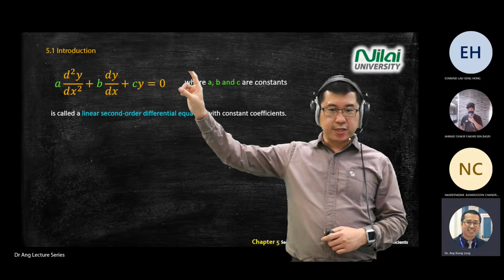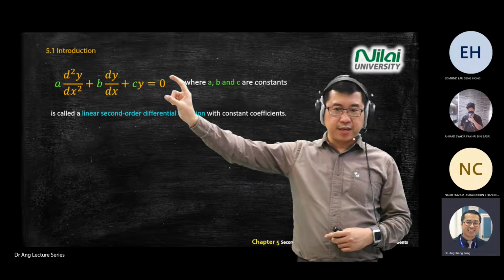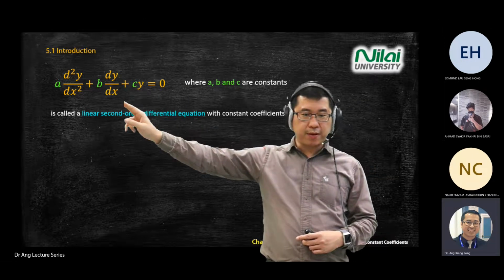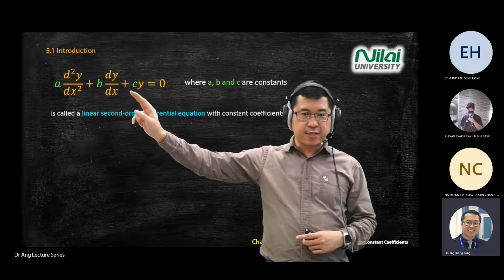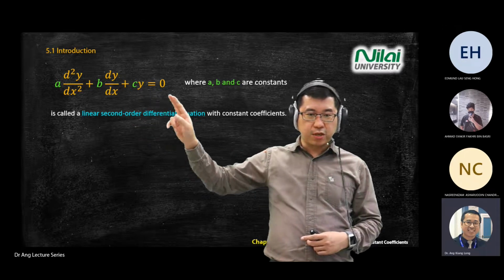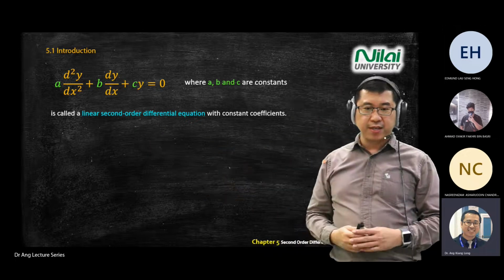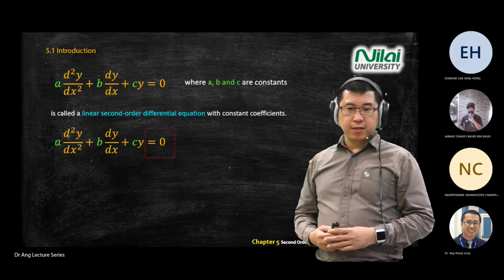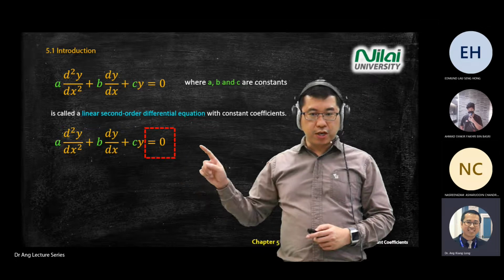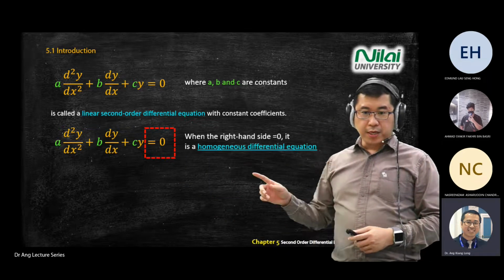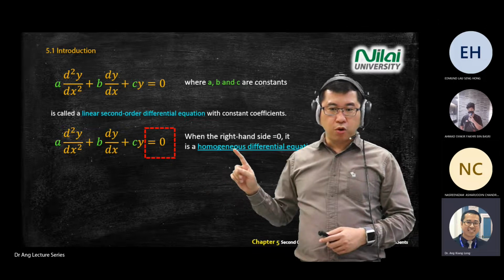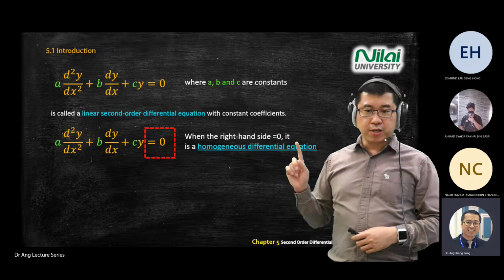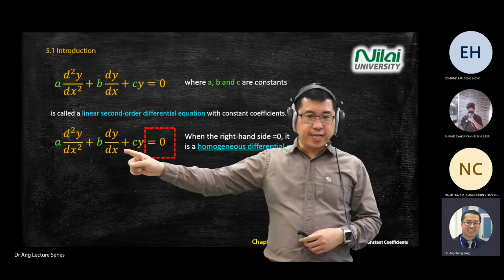If you see an equation in this pattern, d square y divided by dx square plus dy divided by dx plus y equals 0, we consider it a linear second order differential equation. And if the equation equals 0, we can identify it as a homogeneous differential equation. Why differential equation? Because you have the dy dx term there.